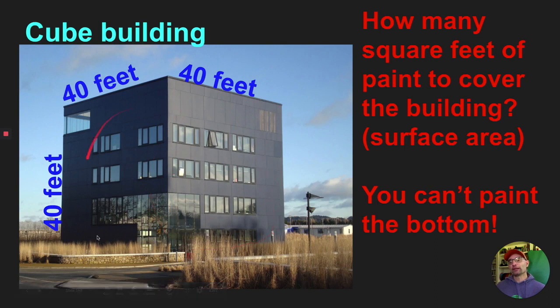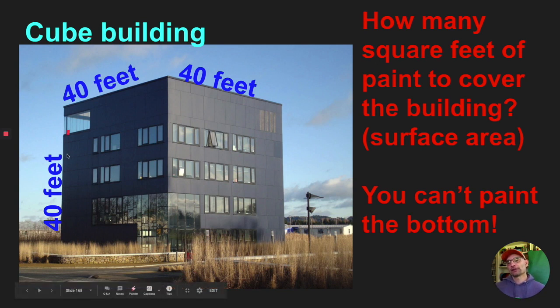So we want to completely cover it. Yes, even the windows, we're painting on top of the windows. We're painting the whole roof. But it is a building on the ground, so we cannot paint underneath where it's sitting on the dirt. So this cube, as for what we want to do, is not going to have 6 sides. It's going to have 5 sides, right?